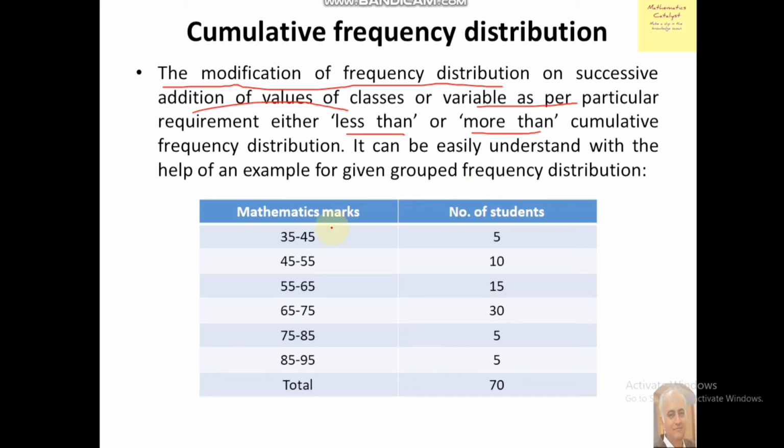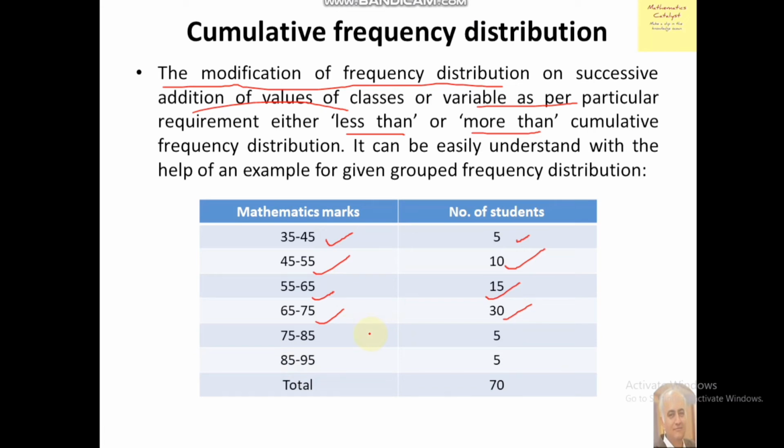How to find these kind of distribution? Suppose we have here some example of exclusive data type, 35 to 45 in mathematics. The marks distribution is given and number of students are 5, and 45 to 55, that is 10 number of students, and 55 to 65, here are 15 students, and 65 to 75, 30 students. In this way we can observe the data. This is the exclusive type data.